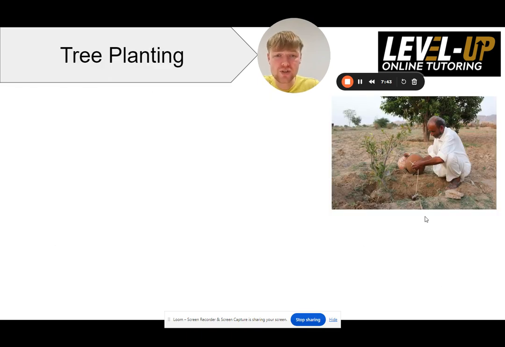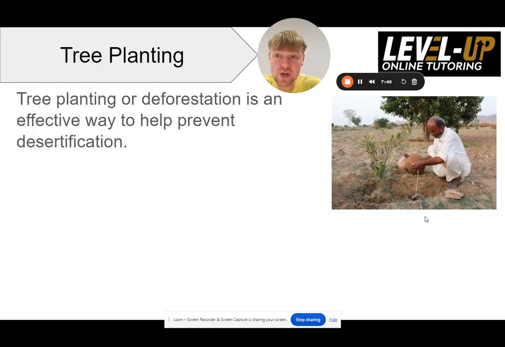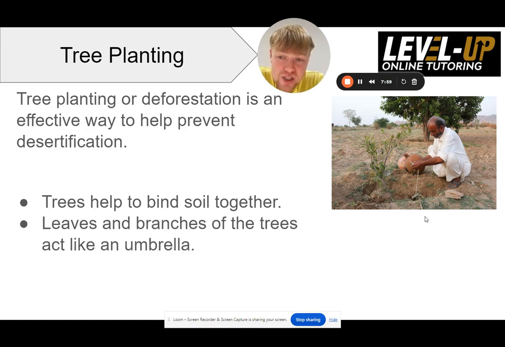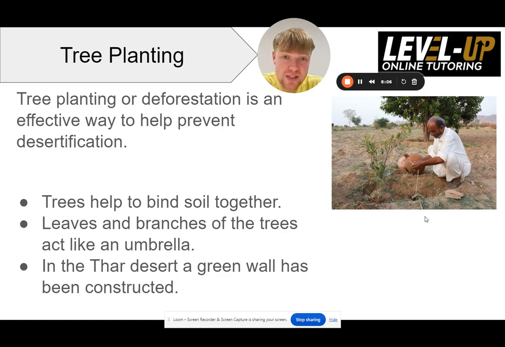Tree planting then is another strategy, or again afforestation. So tree planting, afforestation is an effective way to help prevent desertification. So trees, obviously, with their roots, help to bind soil together. Leaves and branches of the trees act a little bit like an umbrella, so provide shelter from the wind and also the rain. And in the Thar Desert, again, which is an example that we've previously looked at, a Great Green Wall has also been constructed.